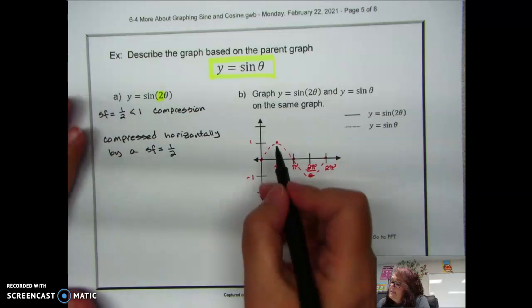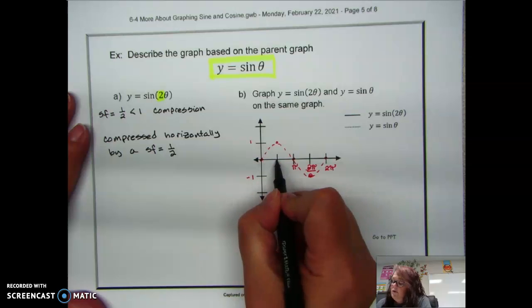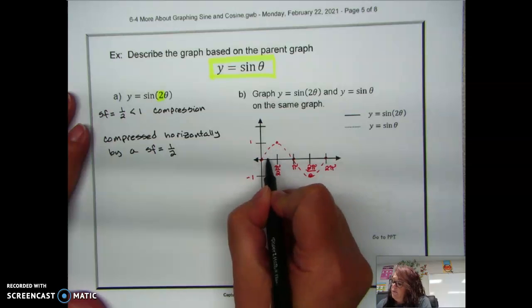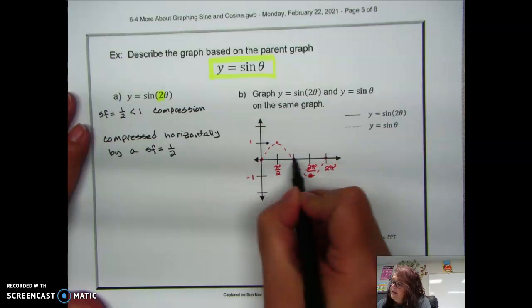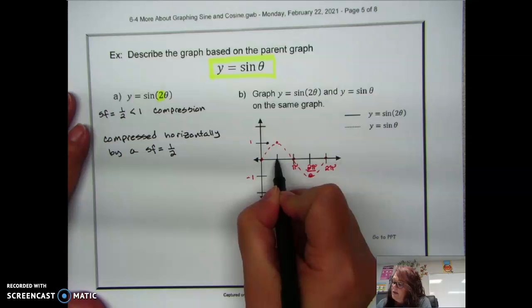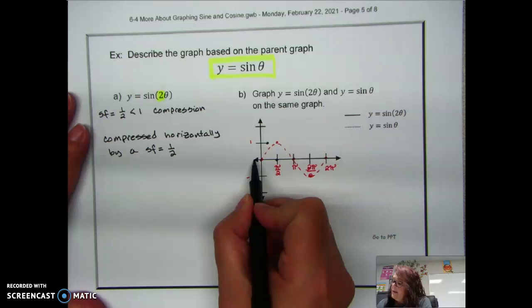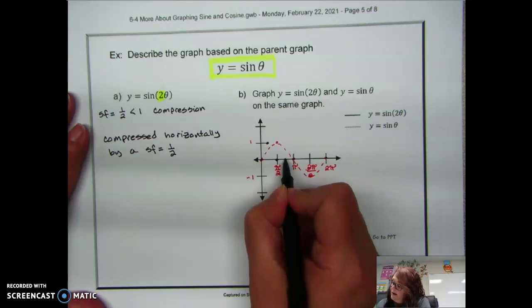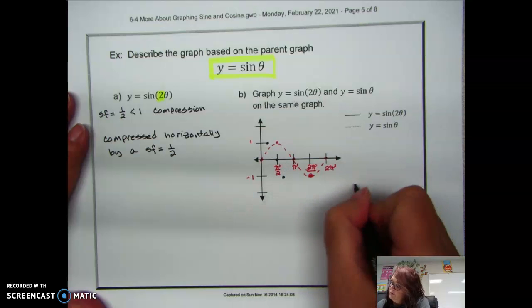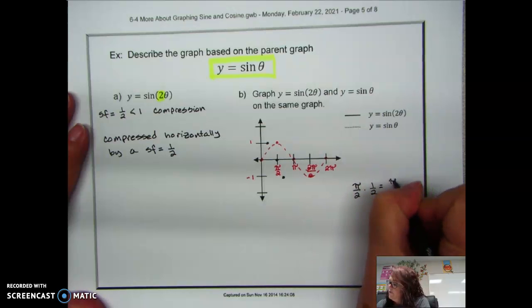And so what this is saying is we're going to go sideways half as far. So instead of going to pi over 2 to get to 1, we're going to go halfway to pi over 2 to get up to 1. And instead of going to pi to get to 0, we're going to go halfway, and it's going to be pi over 2 that gets me that x-intercept. 3 pi over 2 gives me my minimum, but we're going to go half of that distance. And so that's going to be 3 pi over 4, which is right here. So notice if I do pi over 2 times a half, I get pi over 4.